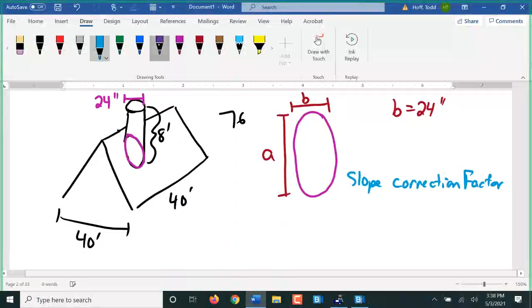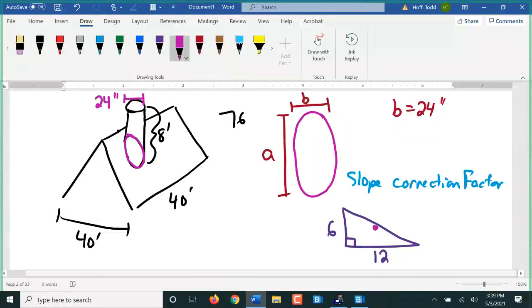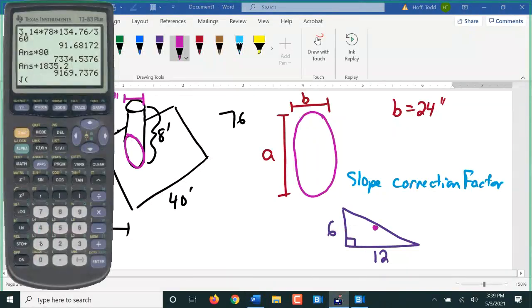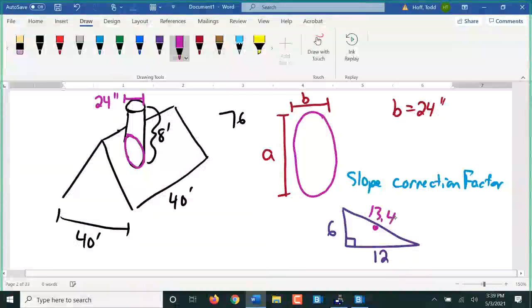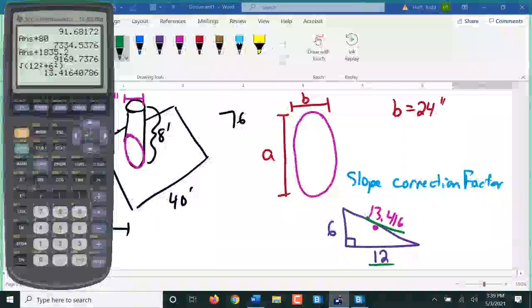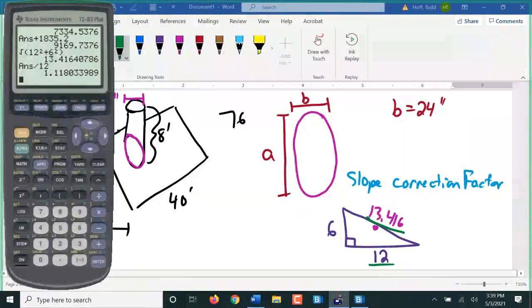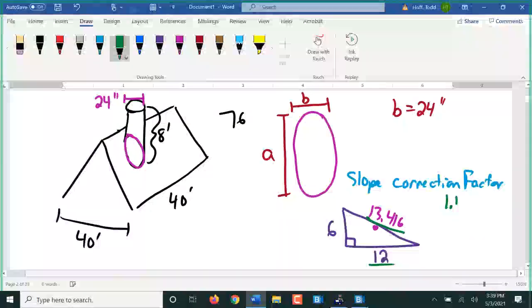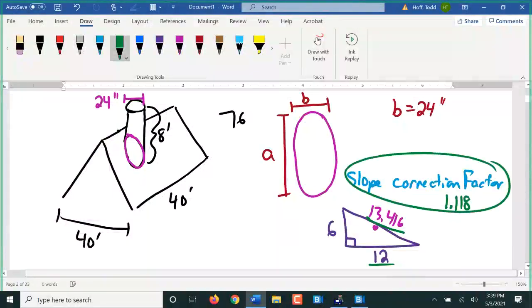If you recall what that is, we just take our slope, 6/12, and we make it into a triangle like this. Find the length of this side here, which is just the square root of 6 squared plus 12 squared. You got it, it's 13.416. And then we divide that by the 12. 1.118. That is our slope correction factor.